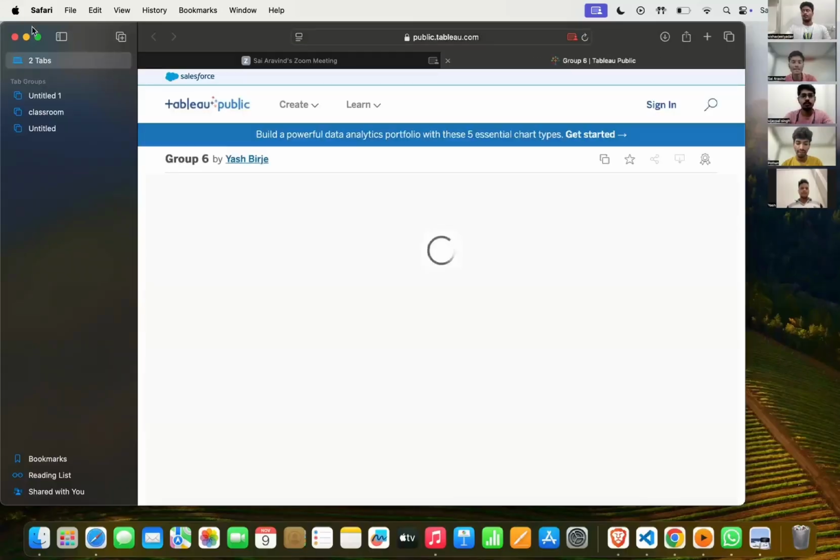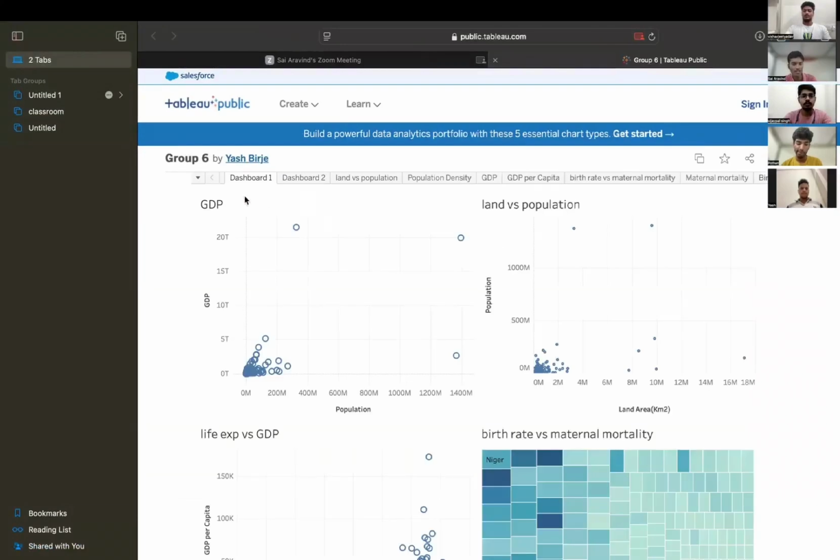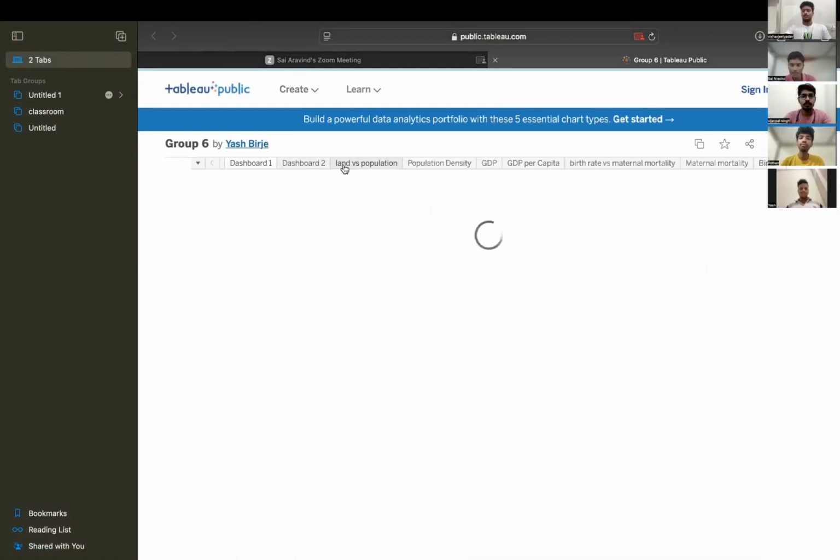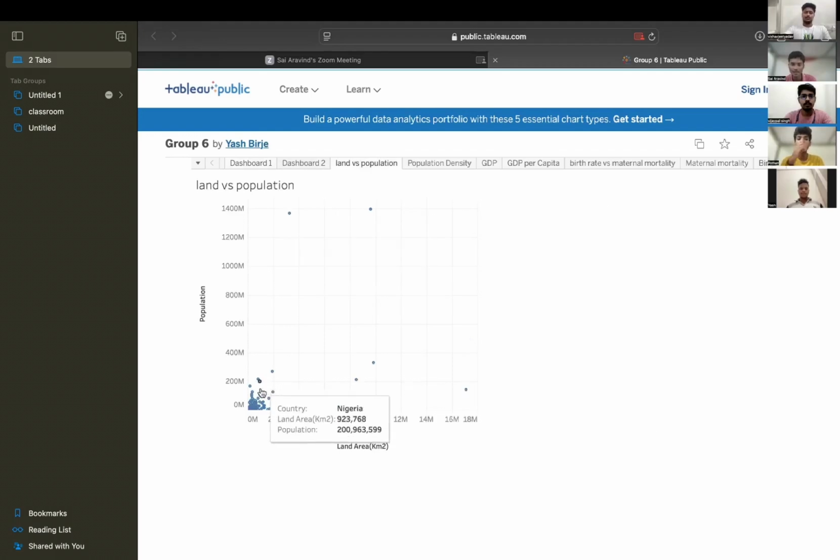Let's start by examining the land versus population graph. In this analysis, we are visualizing how countries vary in population density relative to their land masses. Here, the x-axis represents the land area in square kilometers, while the y-axis shows the total population. What's immediately noticeable is the concentration of data points in the lower left quadrant. These represent countries with both smaller land areas and lower populations.